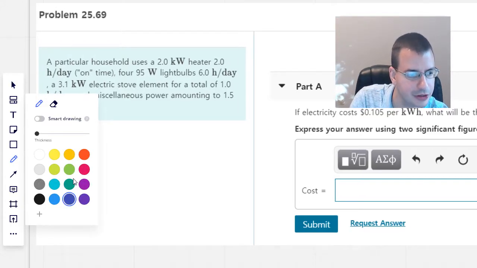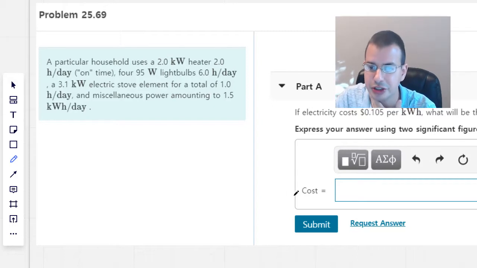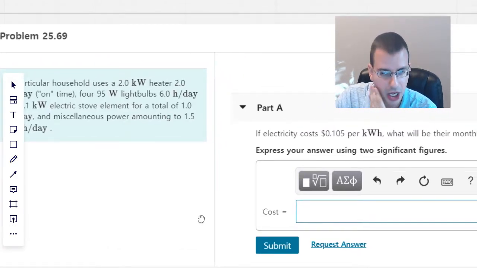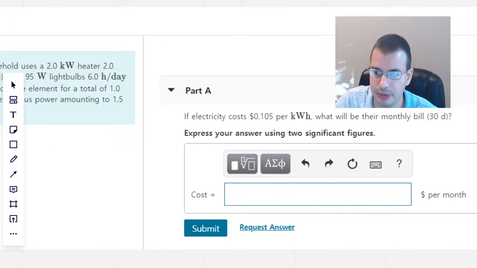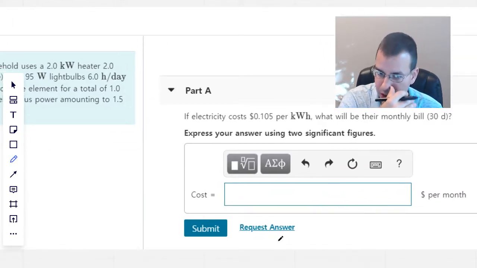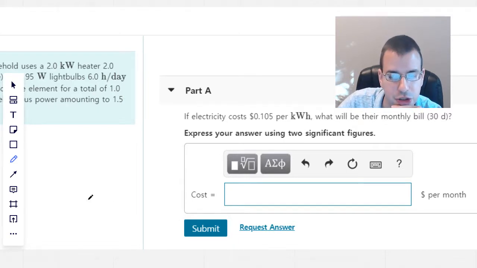Okay, so if electricity costs $0.105 per kilowatt hour, what will be their monthly bill assuming a 30-day month? Express your answer using two significant figures.